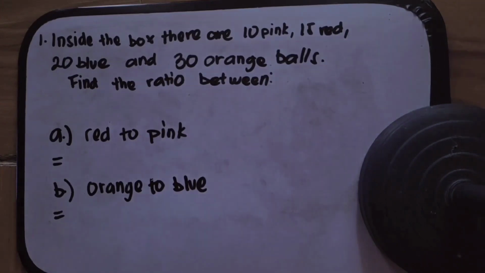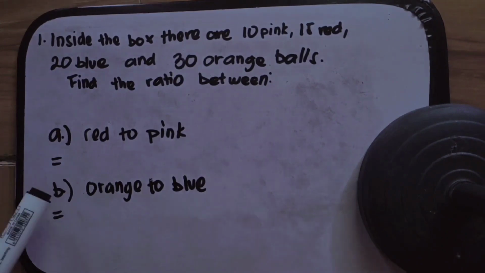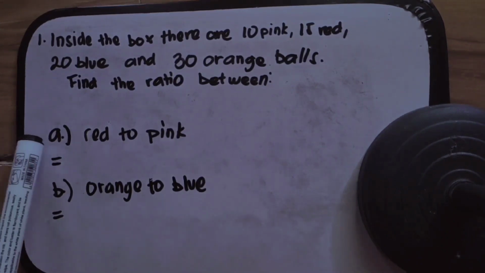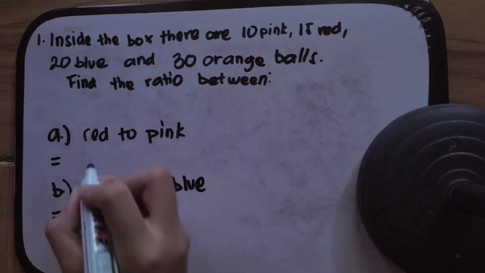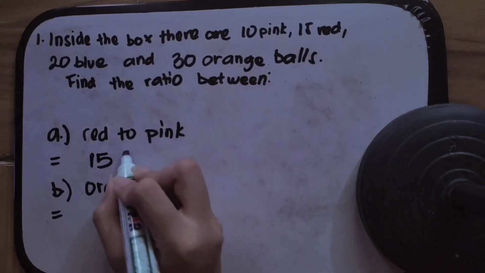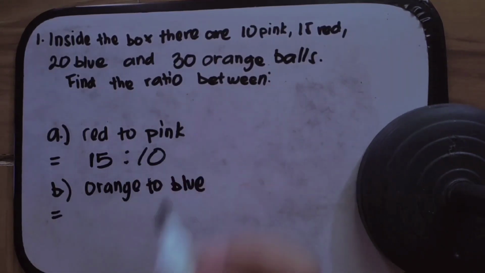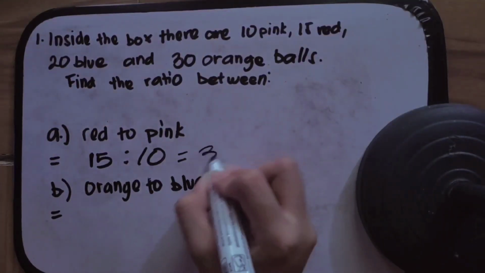Inside the box, there are 10 pink, 15 red, 20 blue, and 30 orange balls. Find the ratio between letter A, red to pink, letter B, orange to blue. Let's start with letter A. Red to pink. Ilang red ang meron? 15. Ilang pink ang meron? 10. 15 to 10. Pwede natin siyang i-simplify. So, ano nga ba ang simplify nito? 3 to 2.